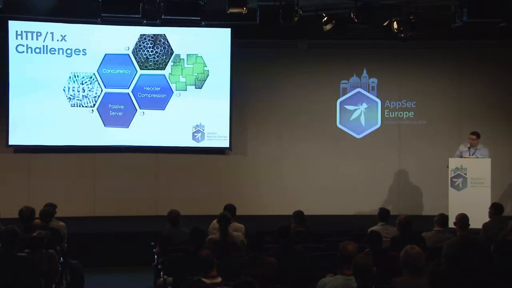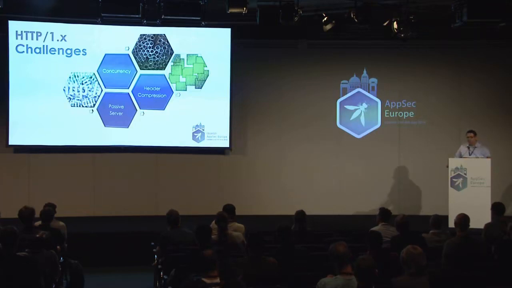Version 1.1 of the protocol actually did introduce a notion called pipelining, where on the same TCP connection you can try and resolve several requests, but it was not efficient enough, and it suffered from a phenomenon called head of line blocking, where a big request would block all the others in the line. So it was not a good solution.